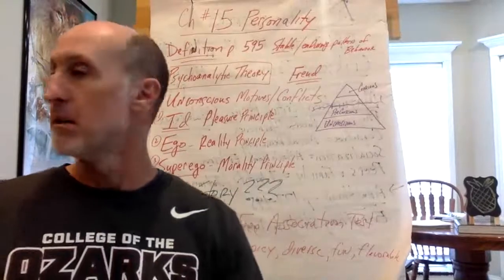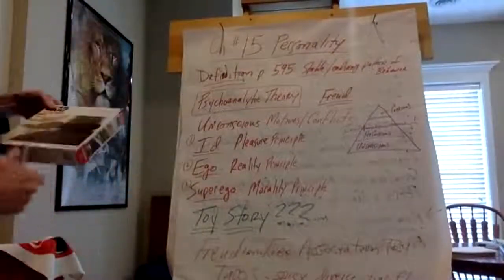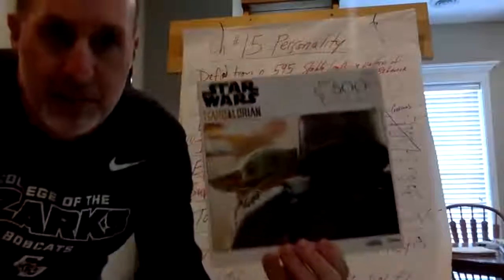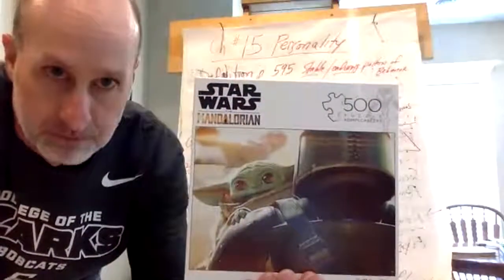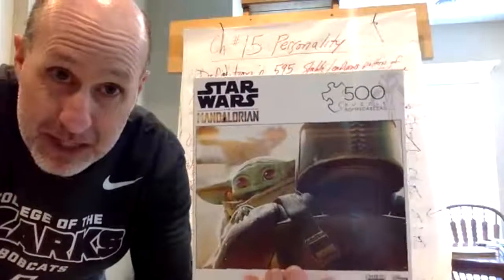All right. I don't know if I have a Star Wars thing for your log, so let's go find one, which isn't very hard in the basement. Oh yeah, here we go. Check it out. Our family's doing a Mandalorian puzzle. Baby Yoda. There you go. 500 pieces. Having a great family time doing this.